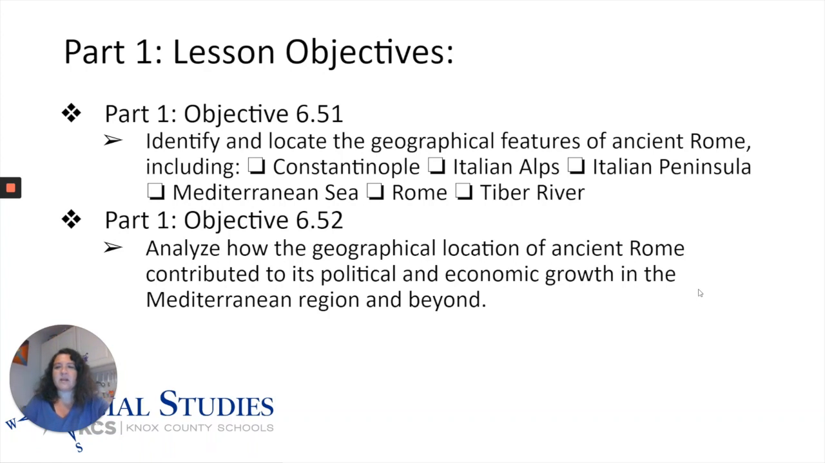The first part of our lesson is looking at two objectives on geography. The first objective is to identify and locate the geographical features of ancient Rome, and then to look at how that geographical location of ancient Rome contributed to its political and economic growth in the Mediterranean region and beyond. The first thing we're going to do is look at the geography.